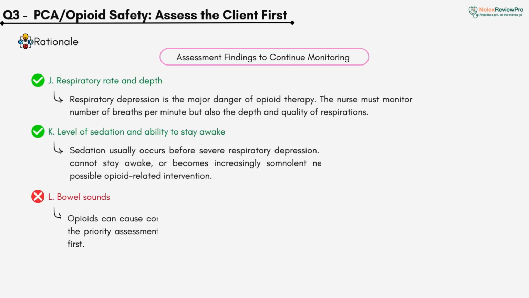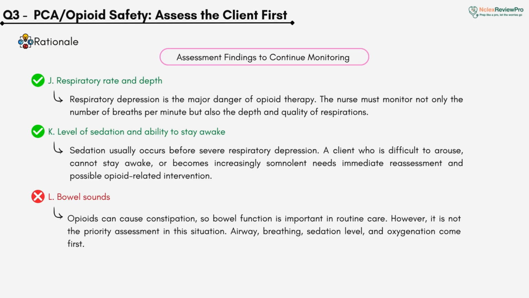Now let's look at the assessment findings to continue monitoring. Option J, respiratory rate and depth. This is correct. Respiratory depression is the major danger of opioid therapy. The nurse must monitor not only how many breaths the client takes per minute, but also the depth and quality of those respirations.